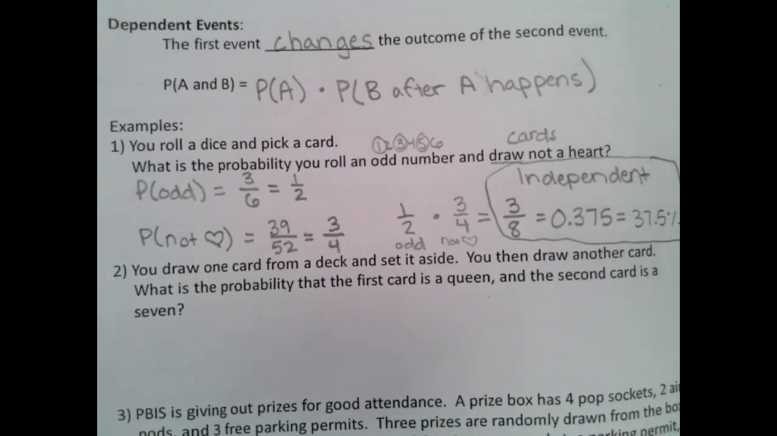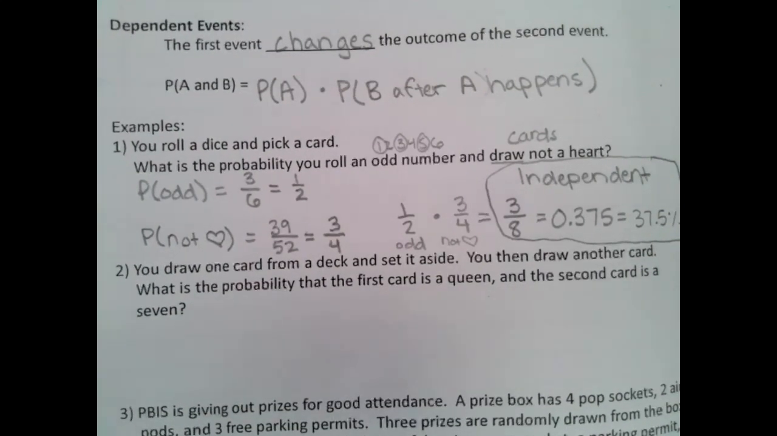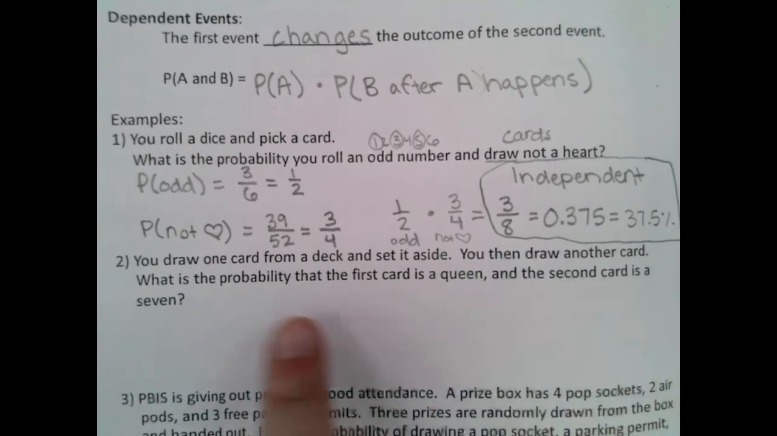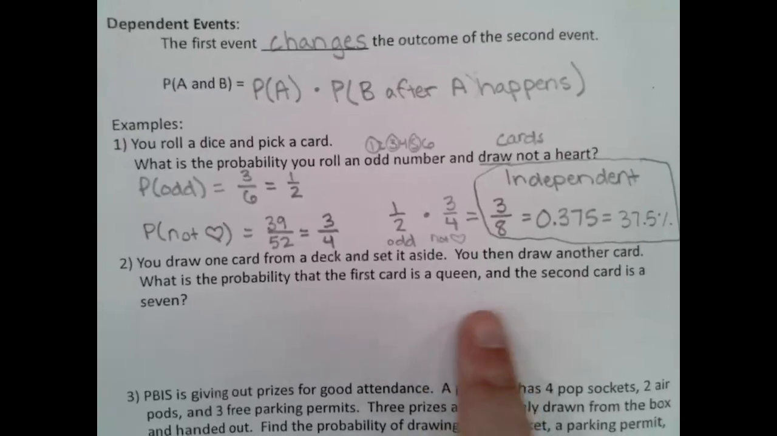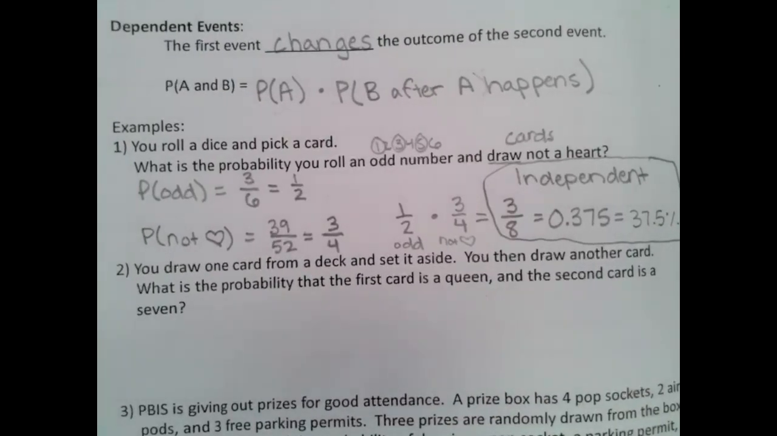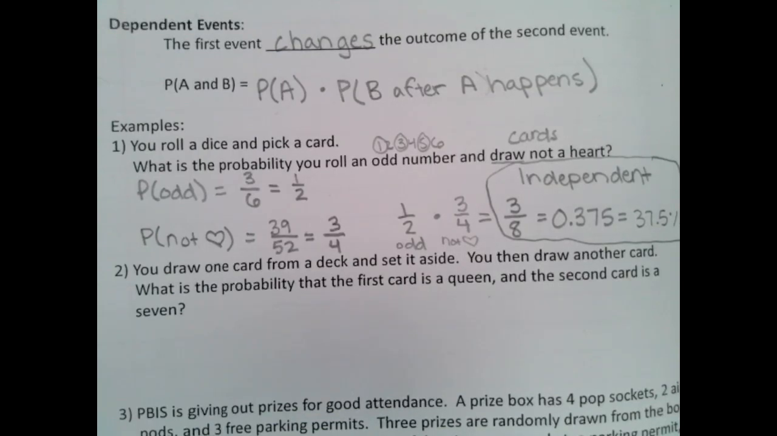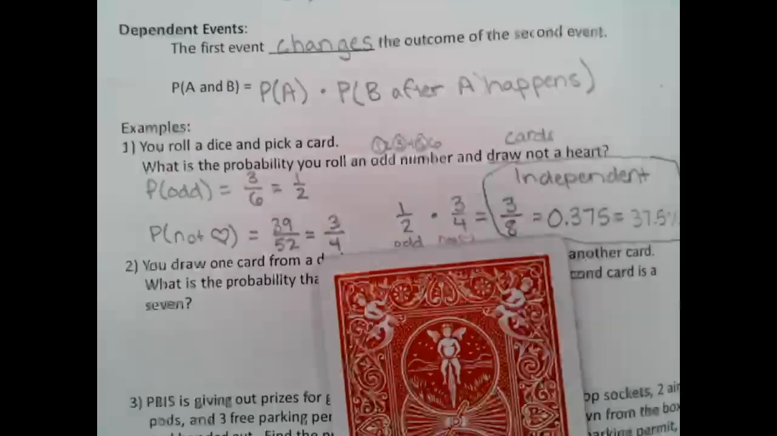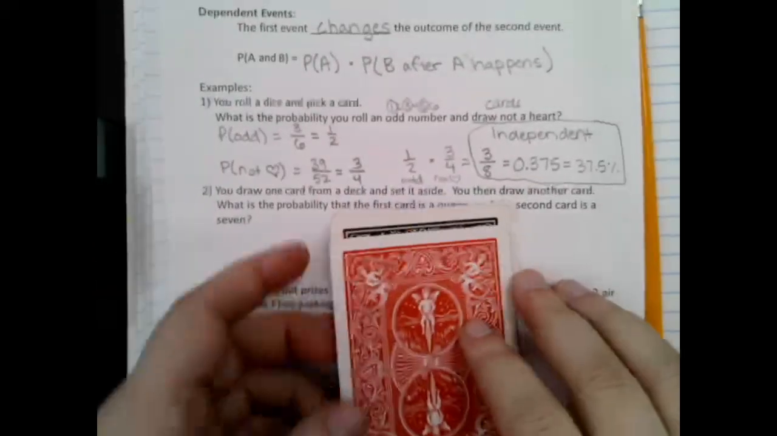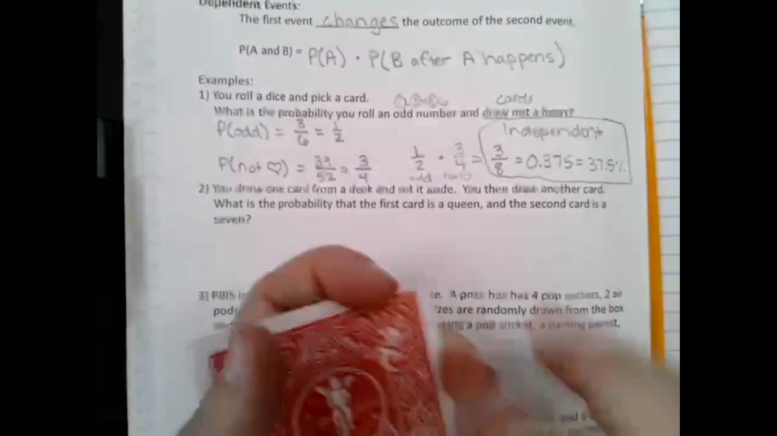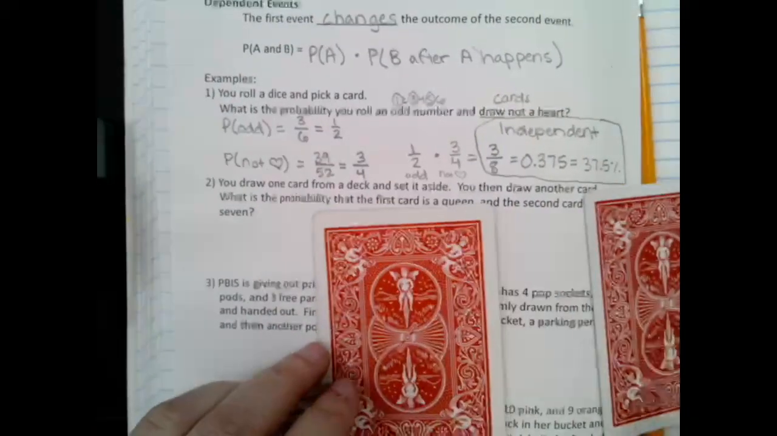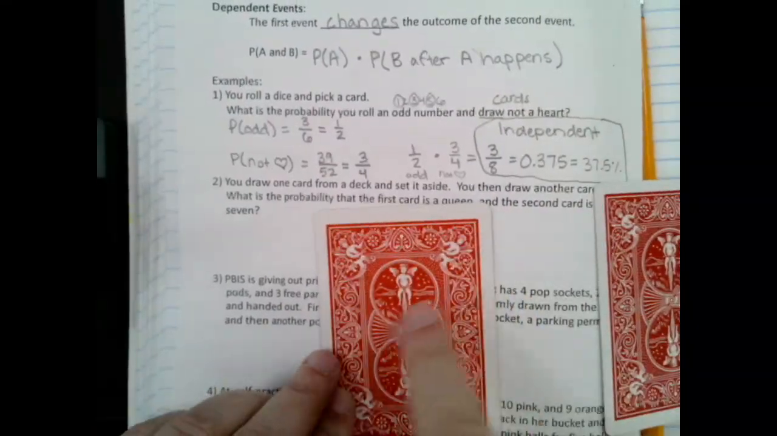So number 2 says you draw 1 card from a deck and set it aside. You then draw another card. What is the probability that the first card is a queen and the second card is a 7? So when I look at a deck of cards, if I take a card, here's my deck of cards. I take a card, well, pretend they're all the same color, and I set it aside. Are the same cards now in this deck?